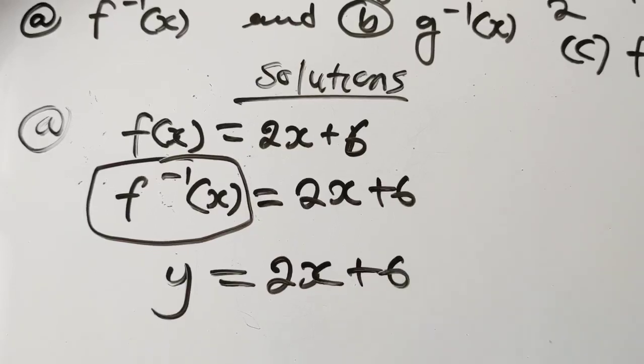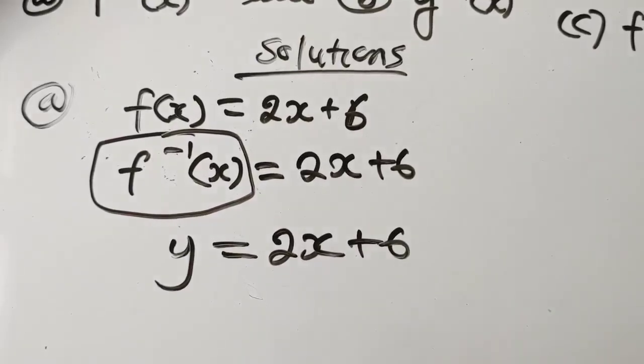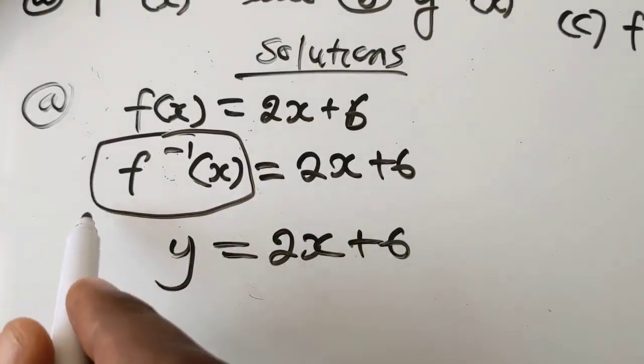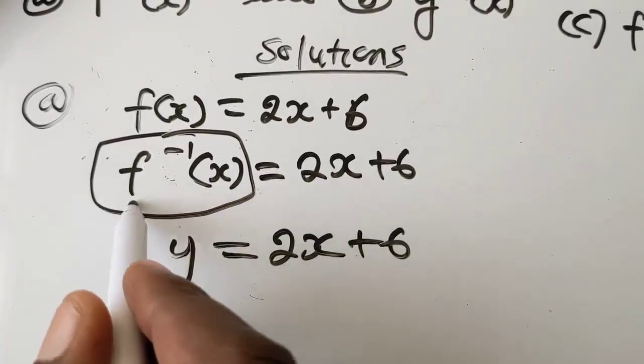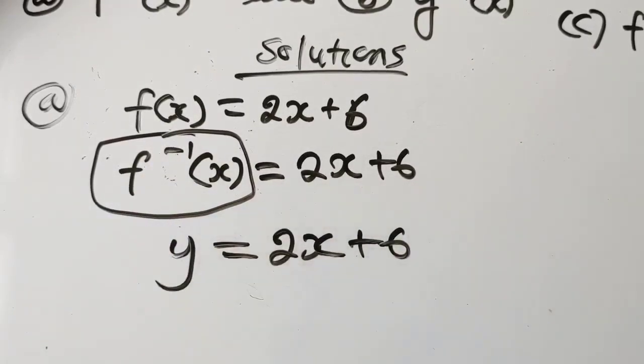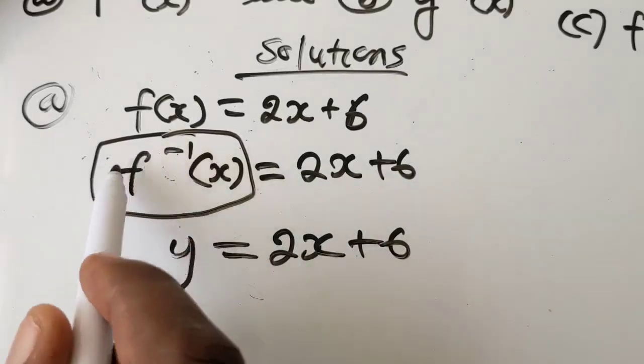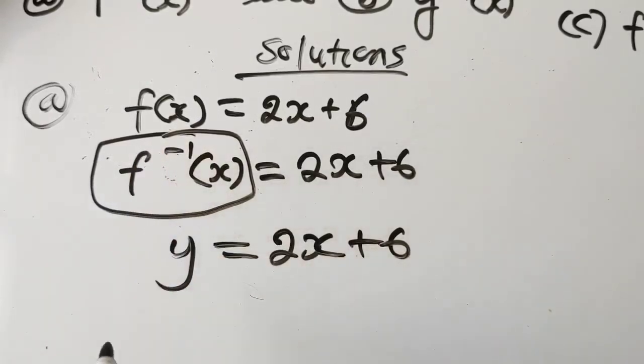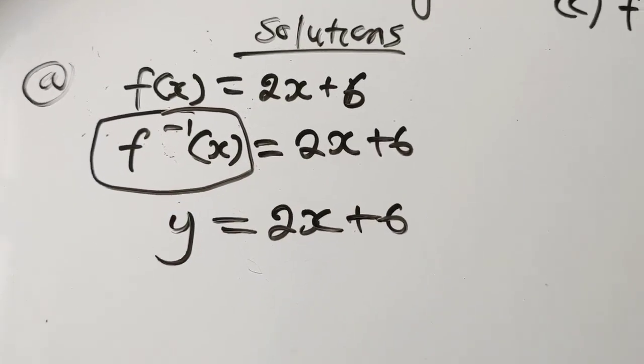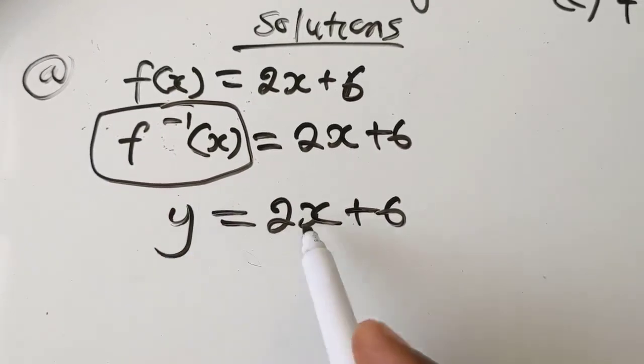Plus 6. That is the first procedure. So the first step is to replace this by what? By y. Always remember, if you're finding the inverse of a function, replace this with y. Okay, so that is what we have done. So this is now an equation.